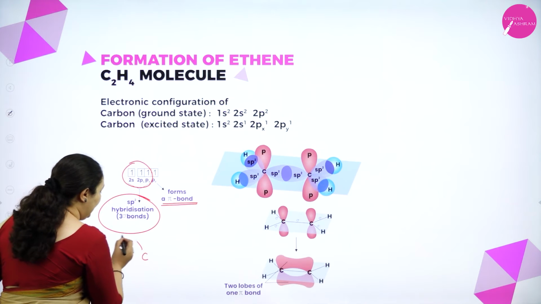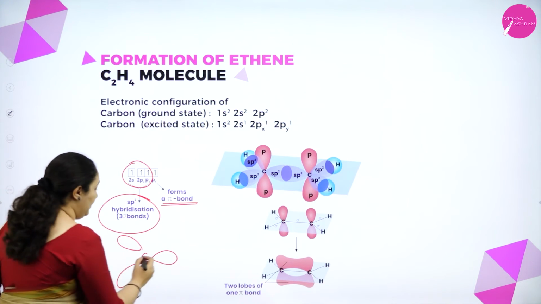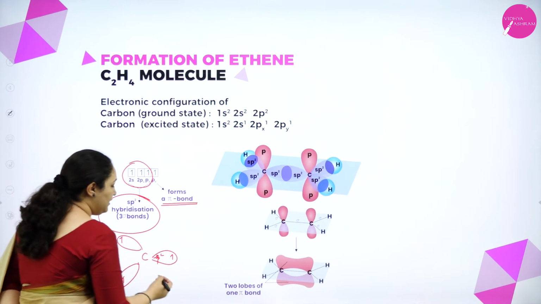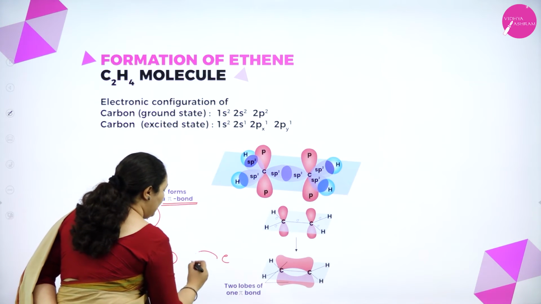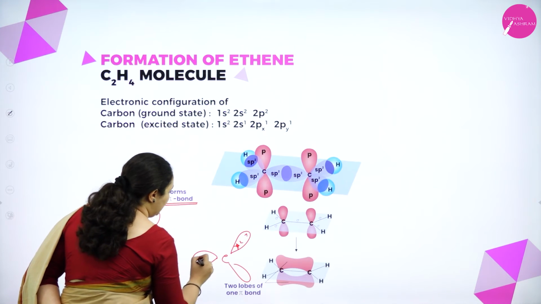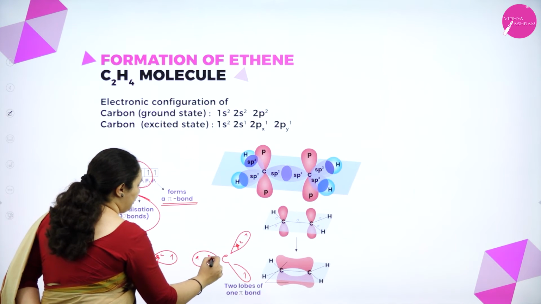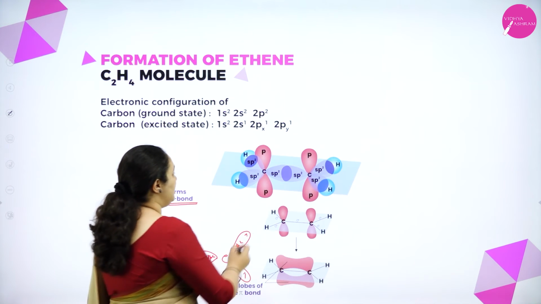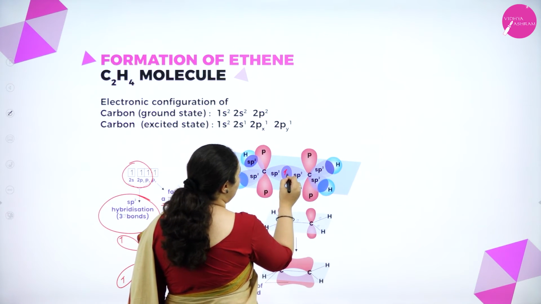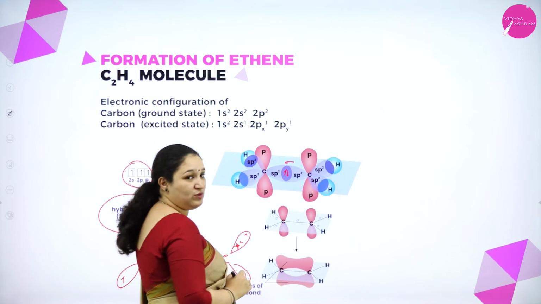First carbon atom I will get 1, 2, 3 sp2 hybridized orbitals with 1 electron each. Similarly, I take one more carbon atom. I've got 1, 2, 3 sp2 hybridized orbitals with 1 electron each. Now these two will overlap with one another. Here you can see one sp2 orbital and the other sp2 orbital will overlap with one another and get 2 electrons to form one sigma bond. See, here I have shown the sigma bond.